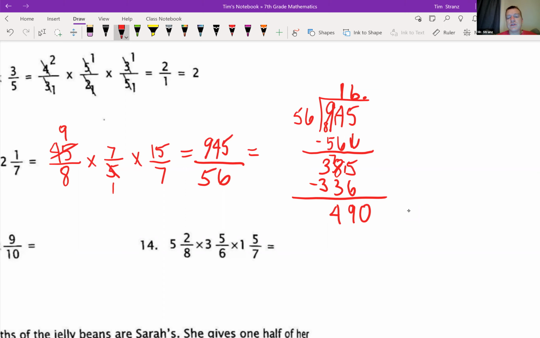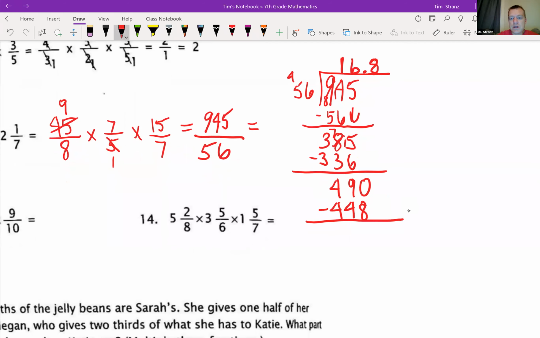Okay, 56 goes into 490. I'm going to guess 8 times. Okay, so 8 times 6 is 48. That's 44. Okay, that works. Subtract this. Let's see how long this keeps going. So you got 8. Now that's going to be 2, 4. Bring down another 0. And that's going to be 7 times now.